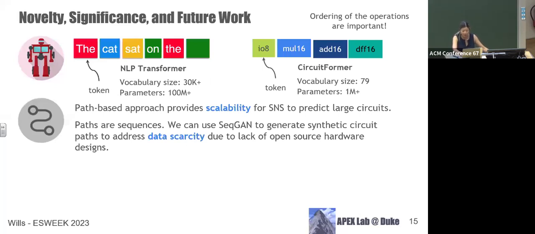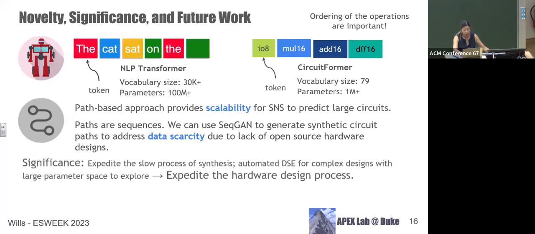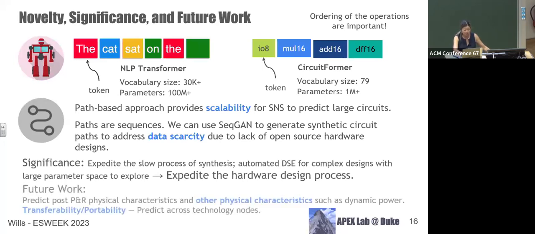In addition, we were able to exploit other sequence-related models, such as the CGAN, to generate more training data in order to combat the data scarcity problem. We're currently looking into how to predict other physical characteristics, such as dynamic power. We're also looking at portability and transferability of a model.